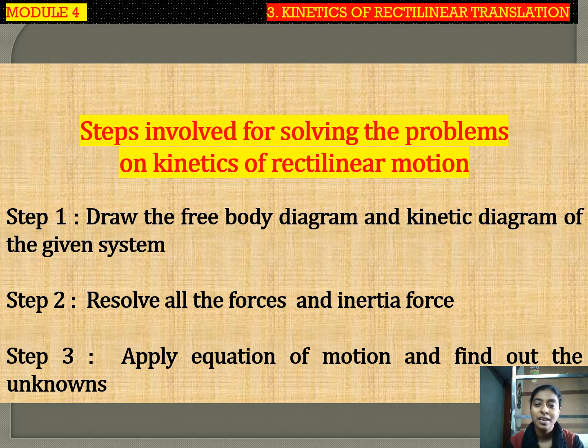Resolve the forces. Next, if the equations of motion or any parameters in the equations of motion is asked, apply equations of motion and find the unknowns. So these are the 3 steps. See, basically draw the free body diagram, write the kinetic equation F is equal to ma, resolve the forces. That's all.